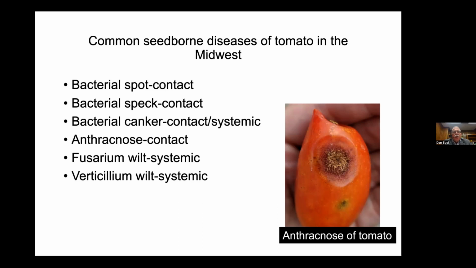So bacterial spot, as we spoke about, gets into the seed through contact, mainly on the outside of the seed. The same thing with bacterial speck. Bacterial canker can be systemic and go in the seed that way, or it can contact the outside of the seed. Anthracnose is a contact. It has to contact the seed on the outside. And then Fusarium wilt and verticillium are both systemic. So they'll get into the vascular system and go right into the seed, kind of bypassing the outside of the fruit.